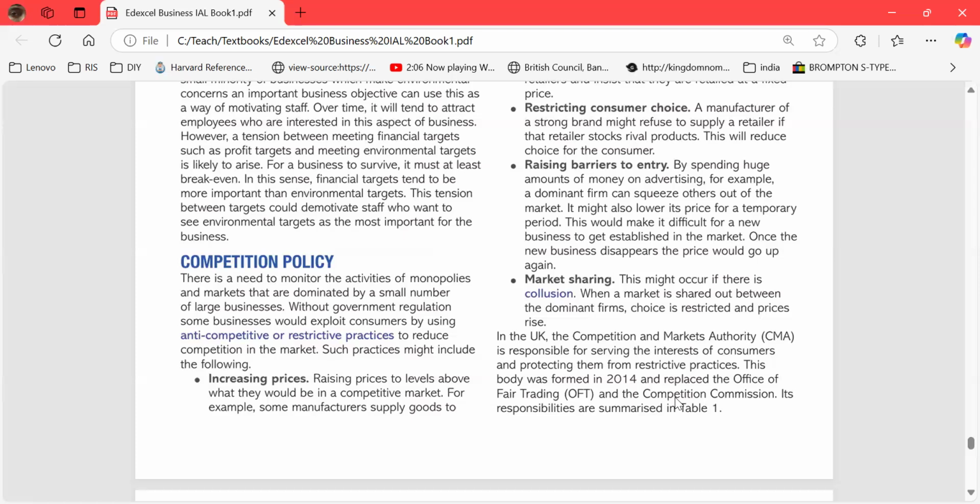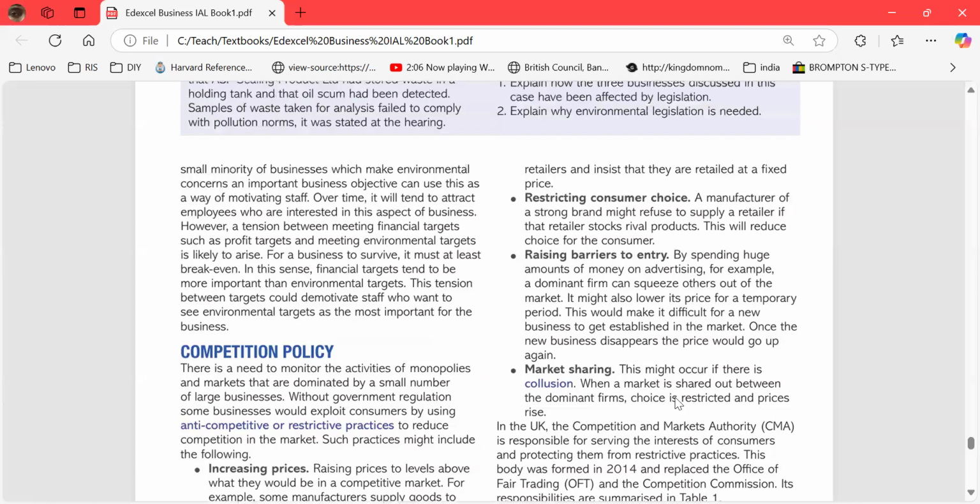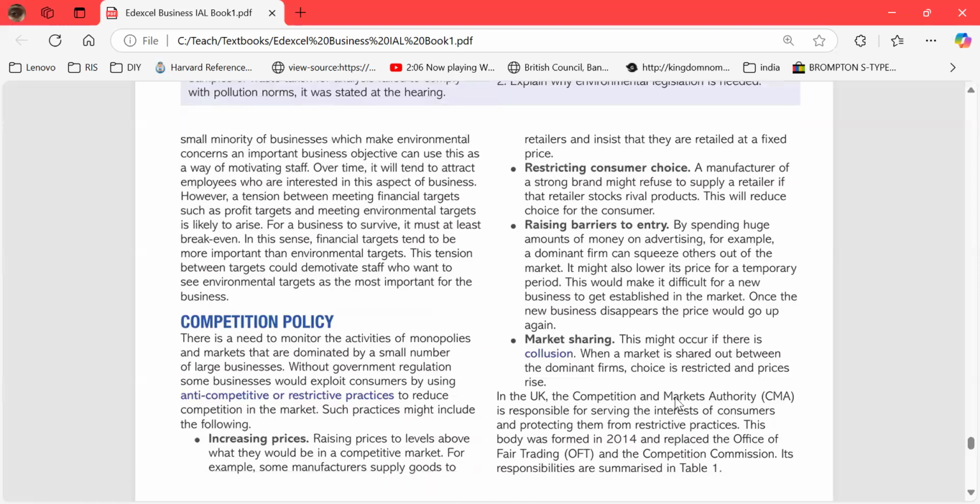For example, firms may try to increase prices by restricting market supply. They can also restrict consumer choice, like they may refuse to supply to a particular retailer if they stock rival products. Okay, so it's like a threat to the retail shop. So these kinds of practices are illegal.